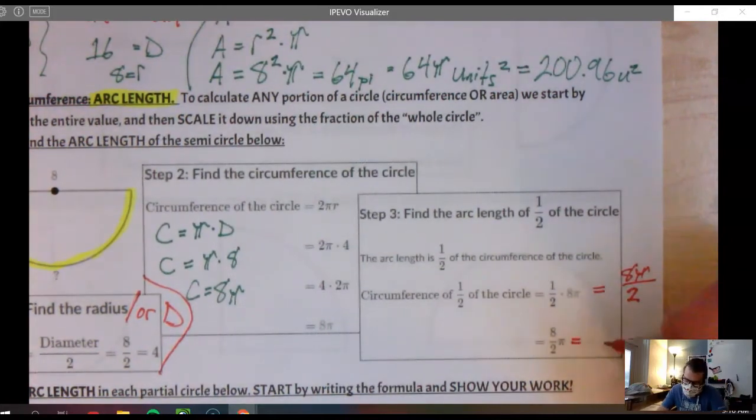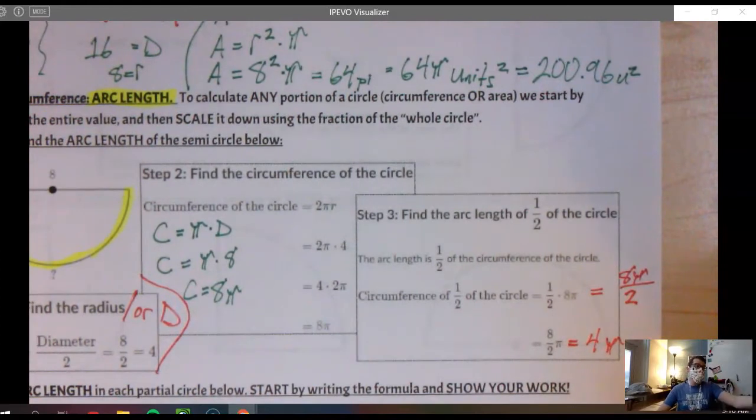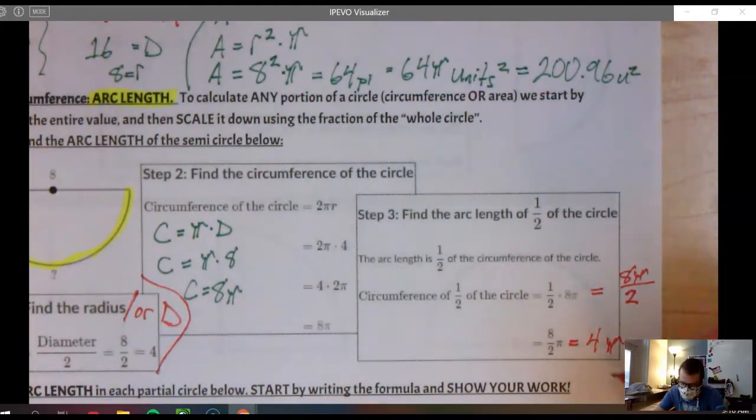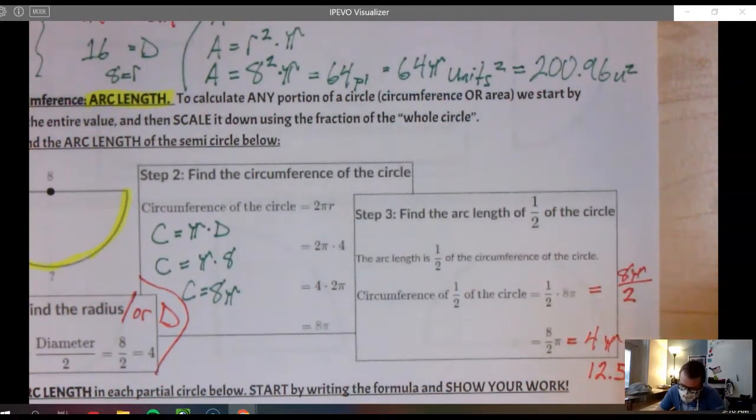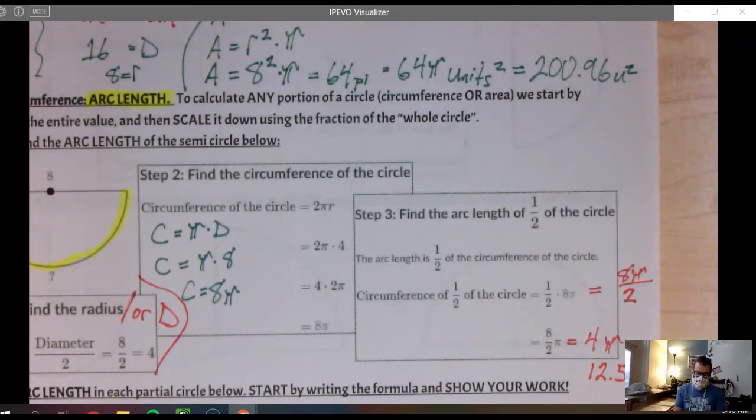So this turns into 4 pi, or if we want to use numbers instead of the pi symbol and we multiply by 3.14, 12.56, I believe. And that would just be units, right? So we could just say U for units. Please make sure we're writing this stuff down.